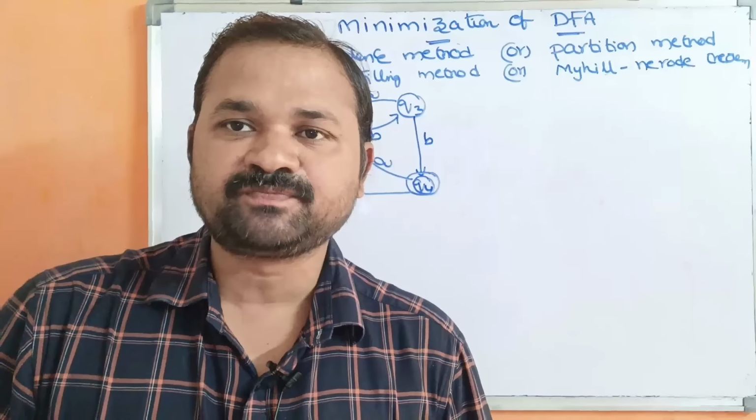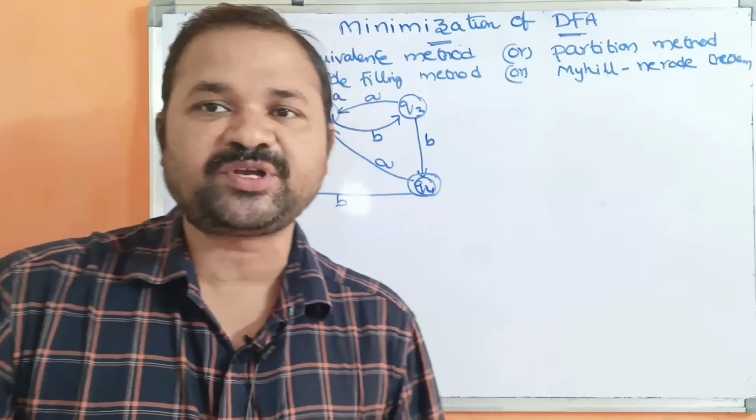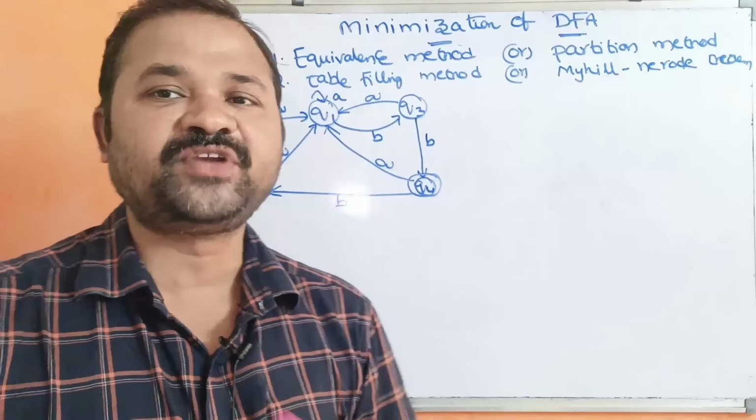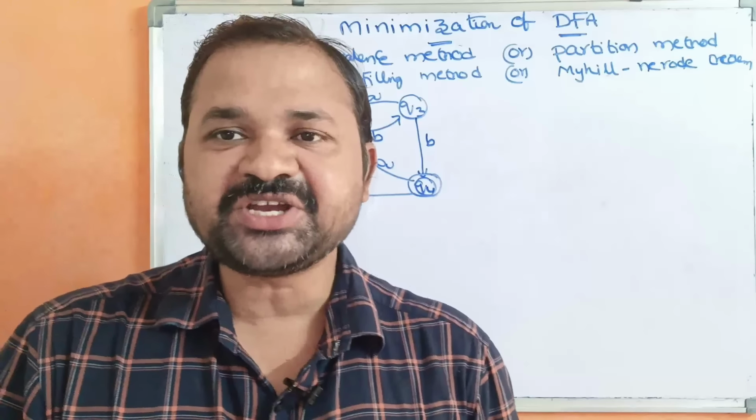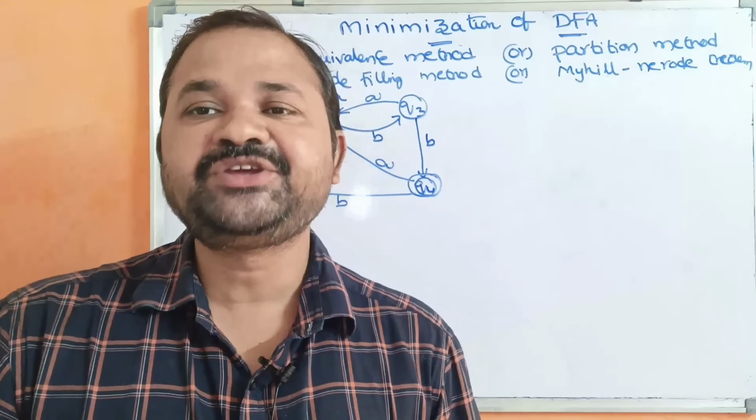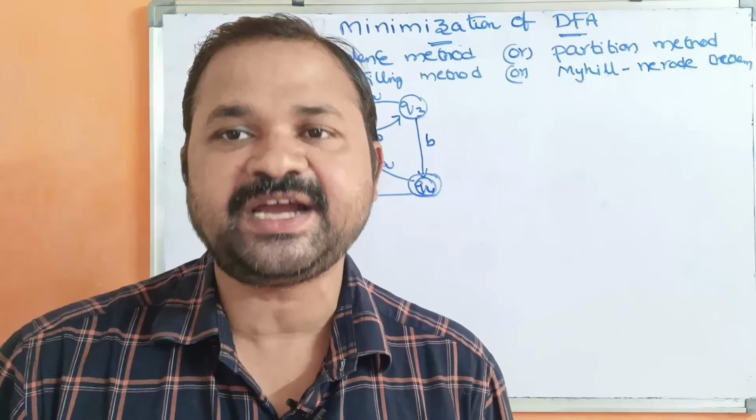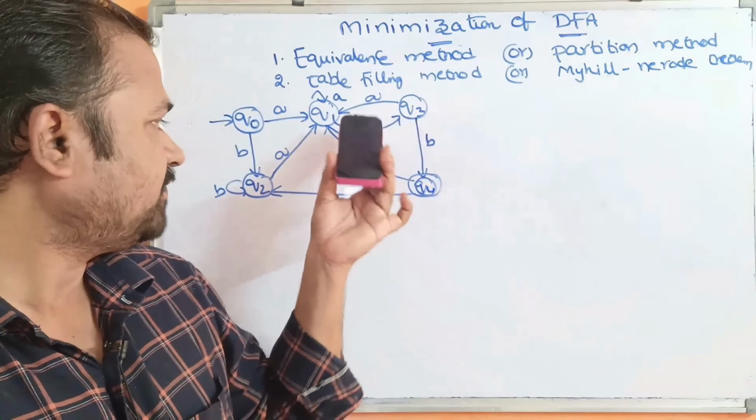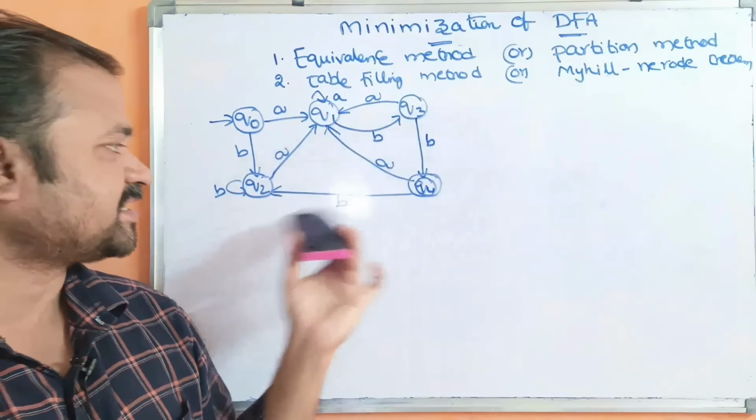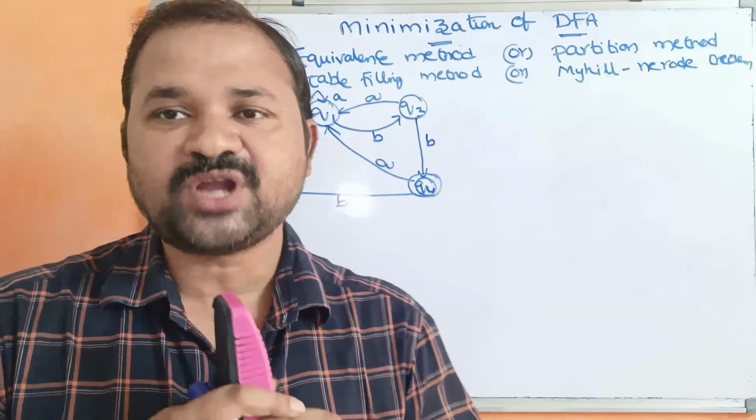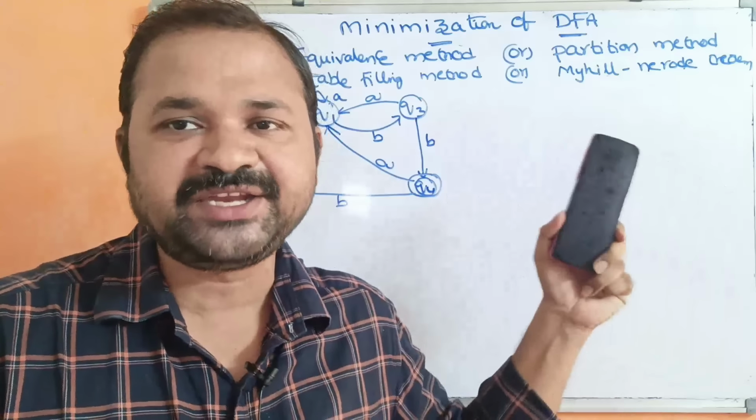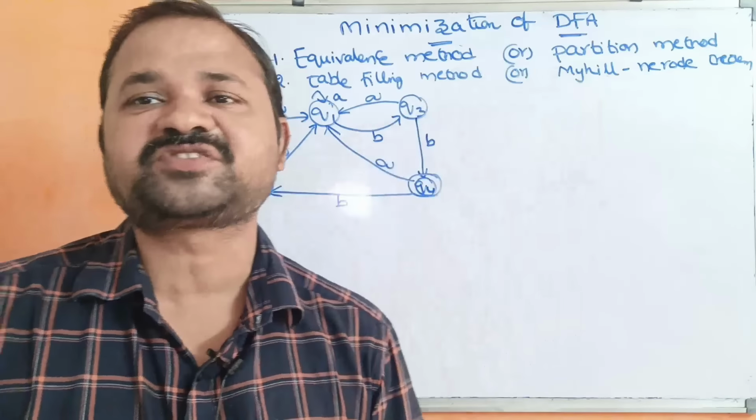In this video, we are going to discuss minimization of DFA. Minimization of DFA means reducing the number of states in the DFA. Here we have a DFA which contains 5 states. So now our target is to reduce the number of states in the DFA.